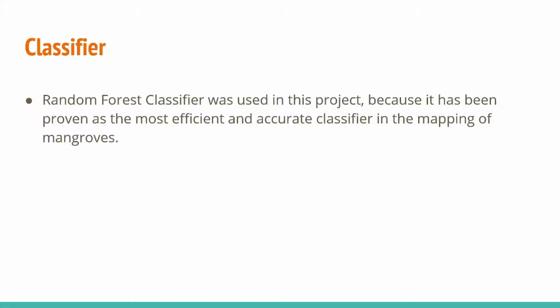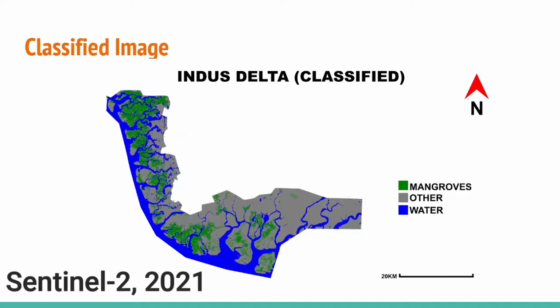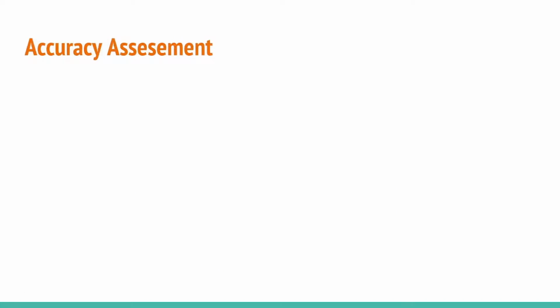We used the random forest classifier because from the literature review, it was proven as the most efficient and accurate classifier in the mapping of mangroves. So this is the classified image of Indus Delta, which is classified into 3 classes, which are mangroves in green, other in gray, and water in blue.